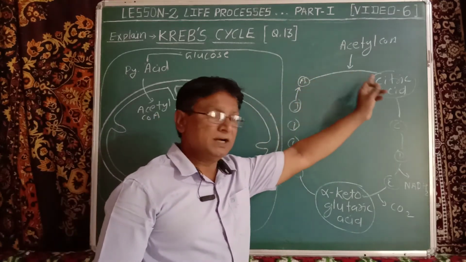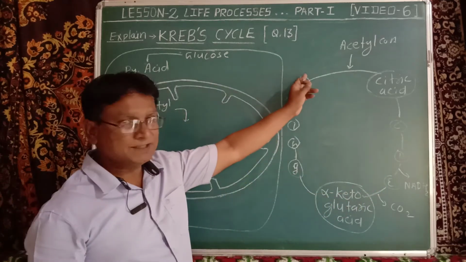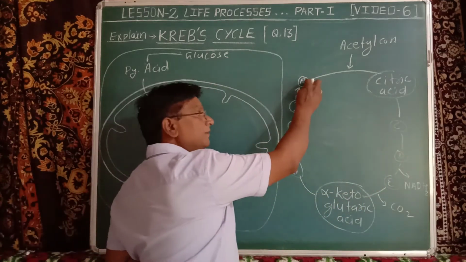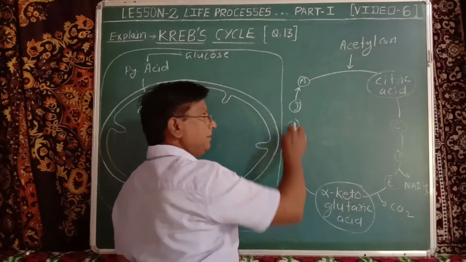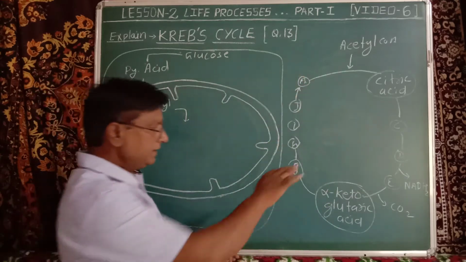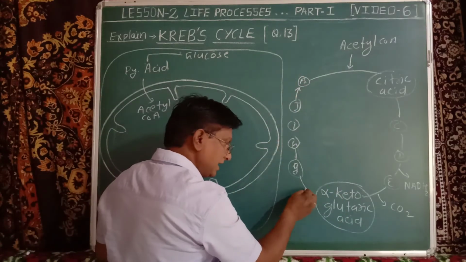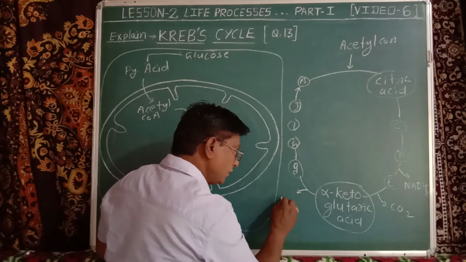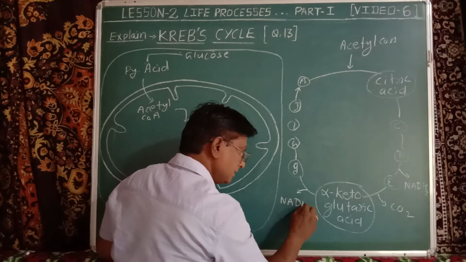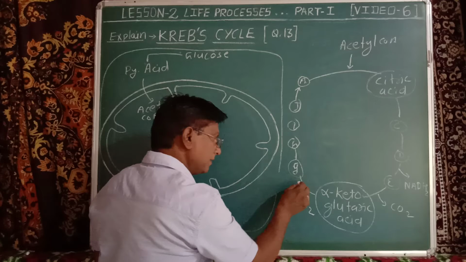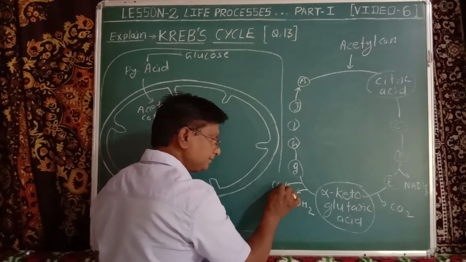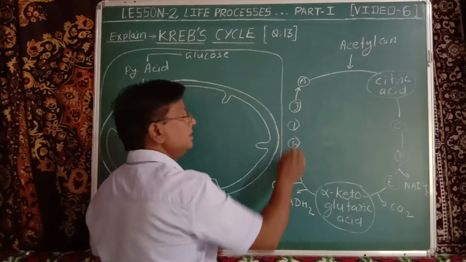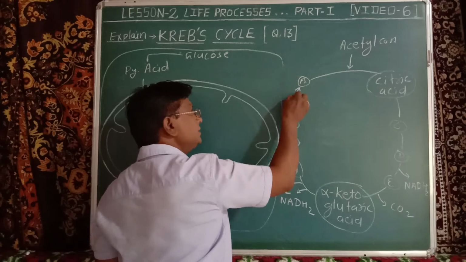From A we have started, and this is the cycle. Cycle means where from we are starting, again the same chemical is produced. During this, from this to this, again one NADH2 is formed. Again one carbon dioxide is also released. Here again one NADH2 is produced.